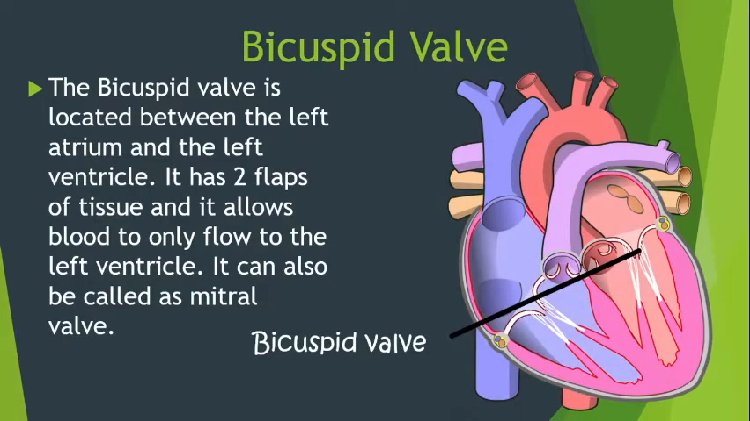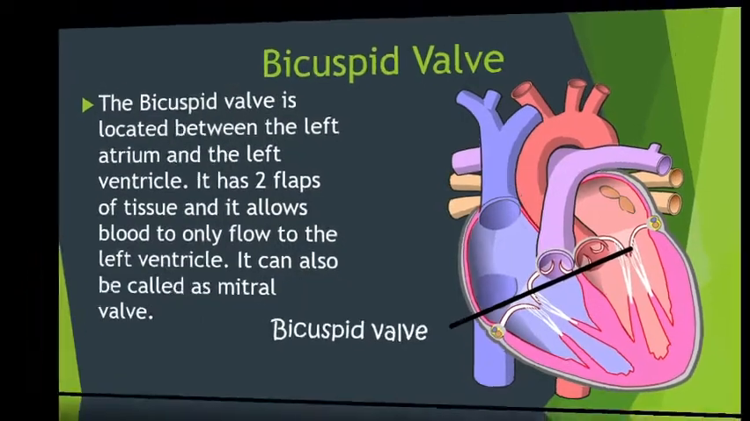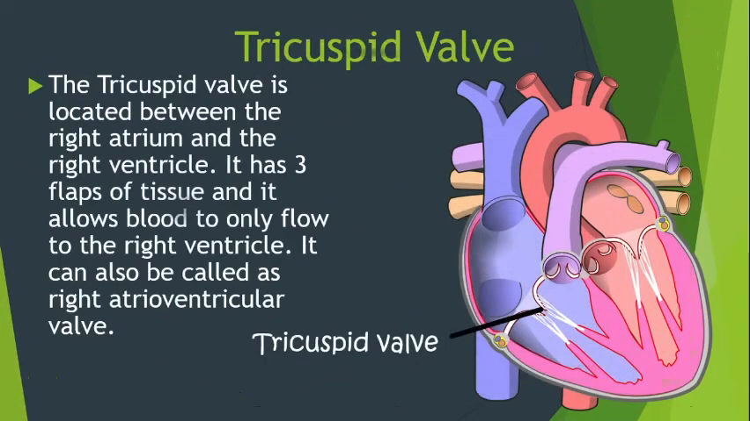Bicuspid valve. The bicuspid valve is located between the left atrium and the left ventricle. It has thin flap tissue and it allows blood to only flow to the left ventricle. It can also be called as mitral valve. Tricuspid valve. The tricuspid valve is located between the right atrium and the right ventricle. It has 3 flaps of tissue and it allows blood to only flow to the right ventricle. It can also be called as right atrioventricular valve.